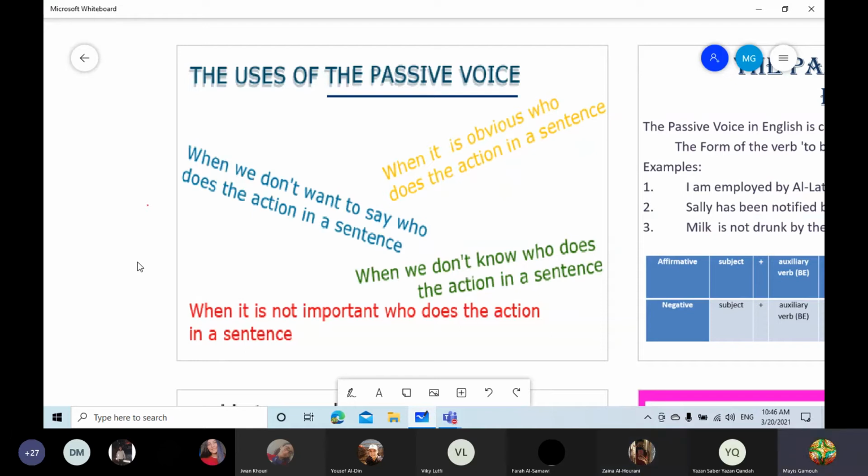All right. So when do we use the passive voice? Why do I use the passive voice? Here we have 4 uses. Use number 1. When it is obvious who does the action in a sentence. What do I mean by the word obvious in here? What does the word obvious mean, guys? Clear. Clear. Thank you. Yes. So when it is clear who did the action.